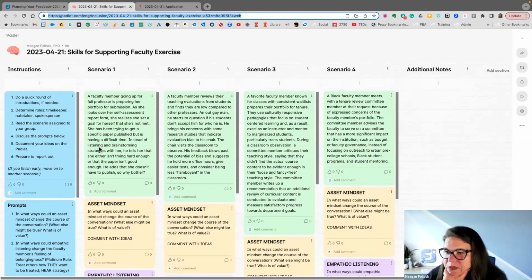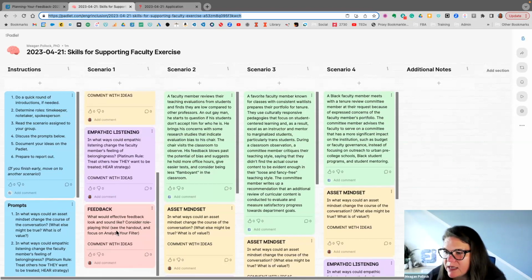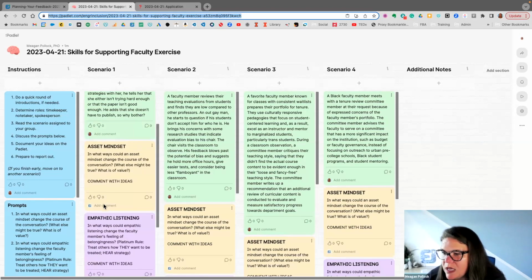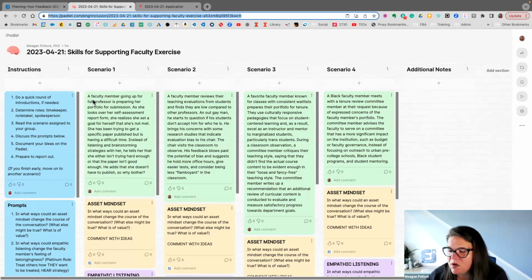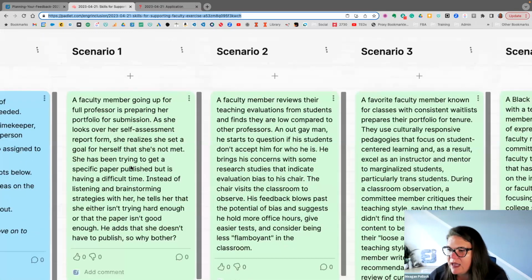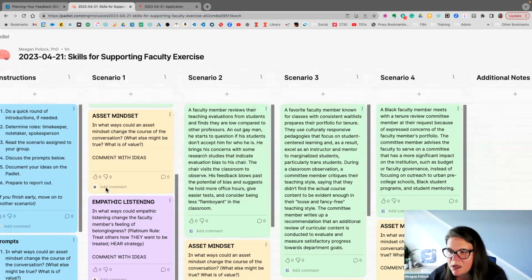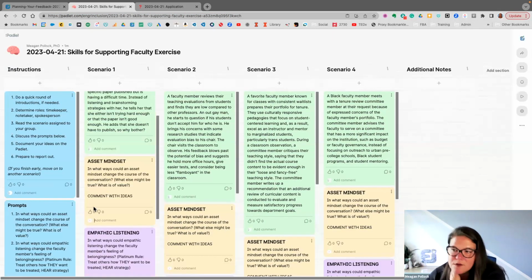We're going to break up into groups, and I want you to reflect on asset mindset, empathic listening, and feedback. And in your groups, because we've got small groups and more time today, we're not going to just do one scenario. I want you to work through them as best that you can, work through all four. And as you reflect on asset mindset, for example, for this first scenario, then you will reply to this with your specific comments and ideas around asset mindset. And you'll do that for each of the scenarios.